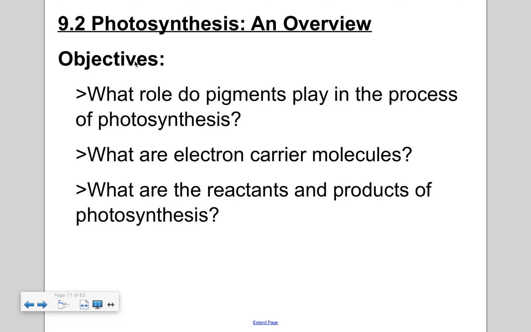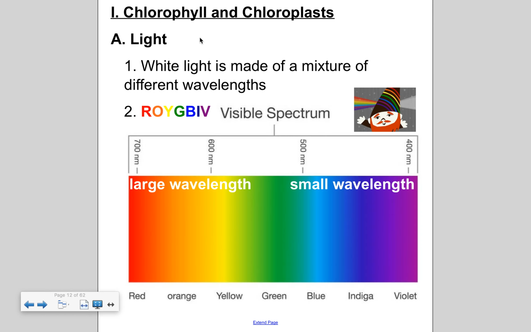Okay, so this section is going to look at photosynthesis and overview, and it's probably going to be a long video, so I'll try to go through it as thoroughly but as quickly as possible. So we're going to talk about pigments and what role they play in the process of photosynthesis, what are electron carriers, what are the reactants, which are basically what goes into photosynthesis, or what plants take in, and then the products, what comes out of photosynthesis. So let's talk about pigments first.